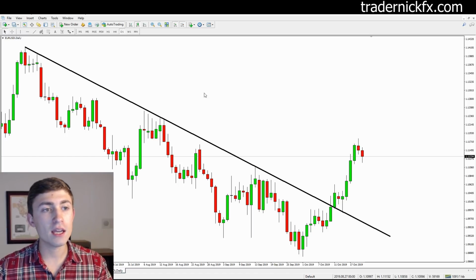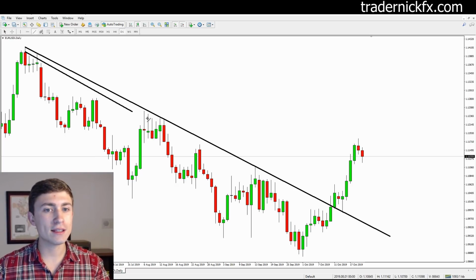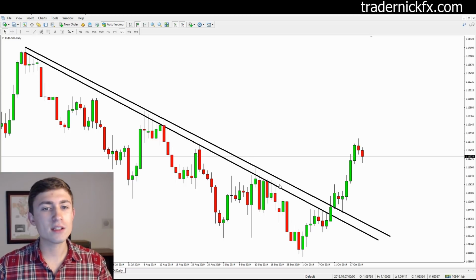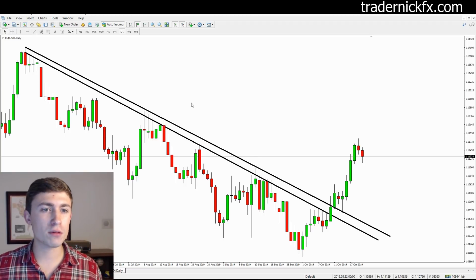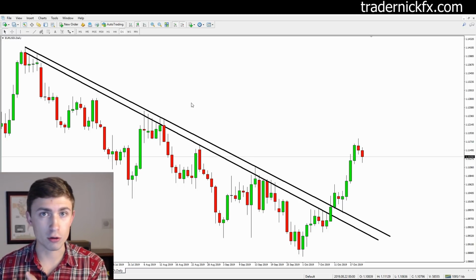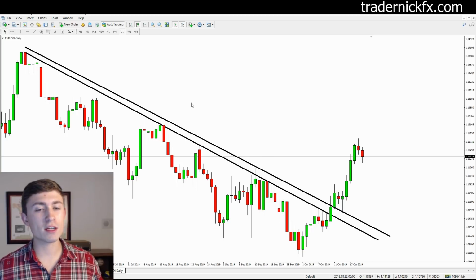But here's the thing, guys. If you also draw it across the closes, well, then you get a slightly different trend line, right? You get this trend line. And so it becomes a little bit controversial, because some people will say you should draw across the tops, and some people say you should draw across the closes. So Nick, which is it? Which is the correct one?